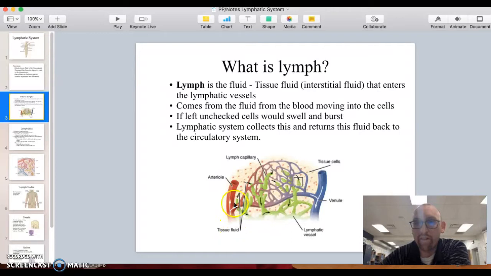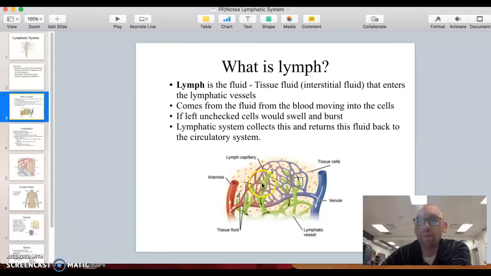Your arteries are bringing blood that's high in oxygen to your cells, and then you have your capillaries right here. They're going to be dumping nutrients and oxygen into the cells, and then the carbon dioxide is going to come back in, and the veins are going to take this back to your heart. Well, the whole time this is happening in your body, you're also losing some fluid. Remember the plasma part of the blood, which is the fluid part of the blood. You're losing some of that.